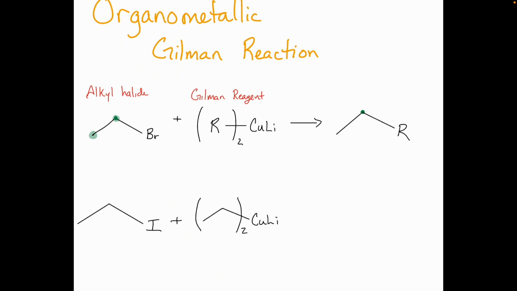So again, we're going to go through the same process. We're going to make sure to identify which carbon in our alkyl halide has the new bond. Again, it's the one at the base of the halogen. So this one here. And then which carbon in our Gilman reagent gets our new bond? It's again the one at the base of the metal, this one here.